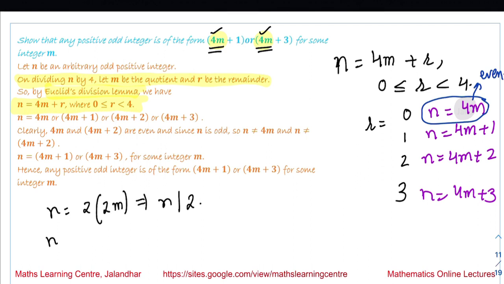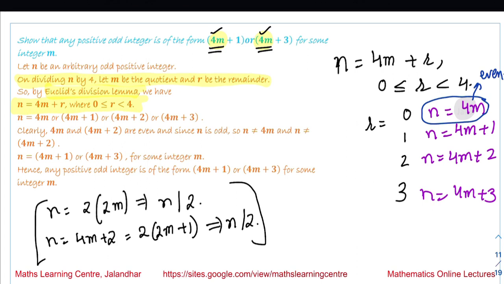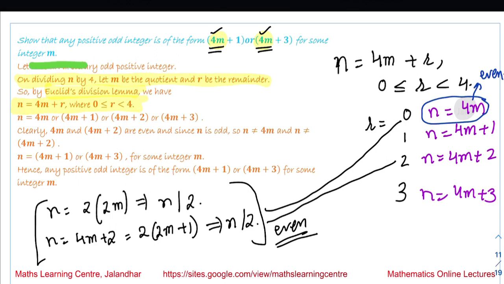Similarly, when I am writing n is equal to 4m plus 2, I can write it like 2 into 2m plus 1. It means n is divisible by 2. So in both these cases, we are saying the number is divisible by 2, that is, these are the even numbers. And the number n that we have considered, when we started this, we said n be an arbitrary odd positive integer.